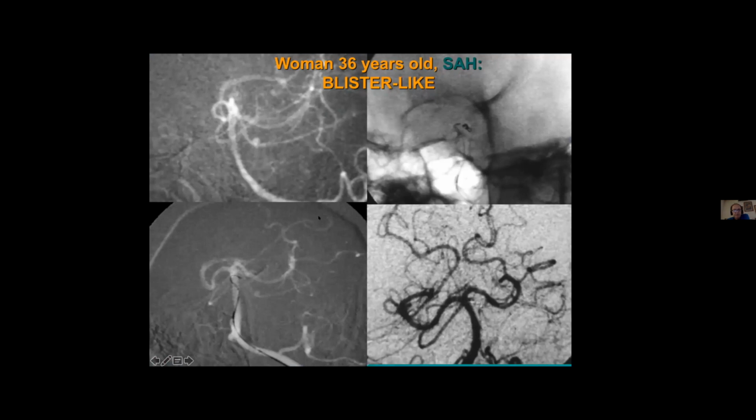Also another blister-like aneurysm in the superior cerebellar artery, very small, with a spasm. Coiling and occluded the aneurysm and protect the patient.